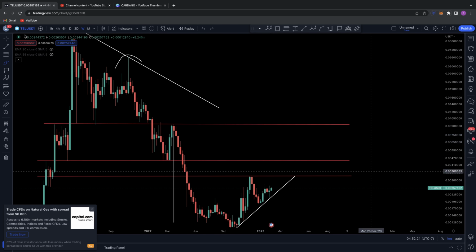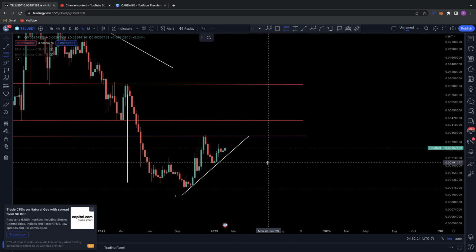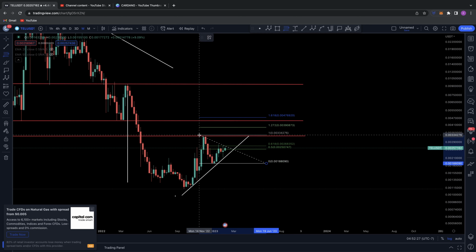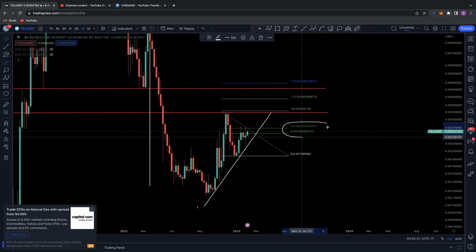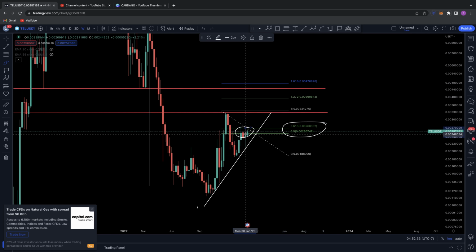Well, what we could be looking for, and the only reason, sorry guys, the only reason I say why we potentially may not reach up to this target here is because we've got the golden ratio and the key areas of resistance above us that we need to break through. You can see we're toying around right now.